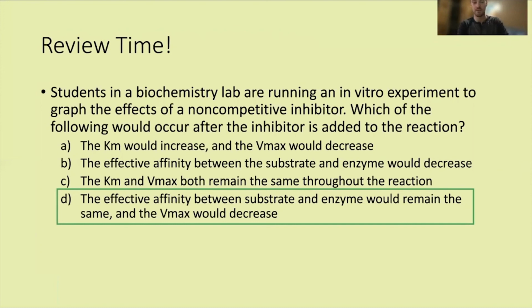So B is incorrect. C, the Km and Vmax both remain the same throughout the reaction. So the Km does remain the same, but Vmax decreases. The only one that's correct is D. The effective affinity between substrate and enzyme would remain the same, and the Vmax would decrease. So D is the correct answer.